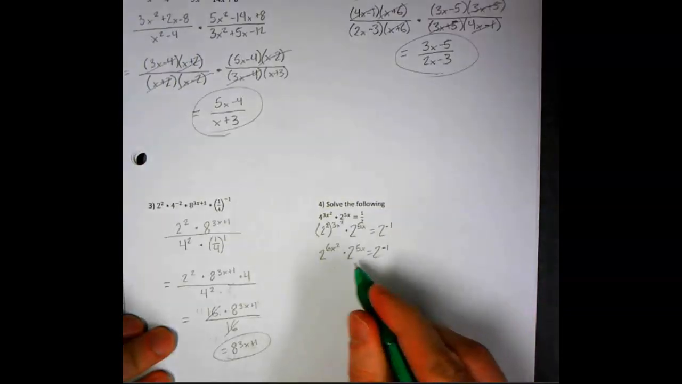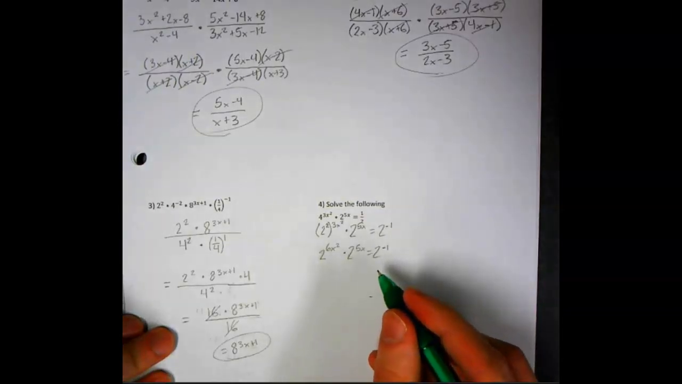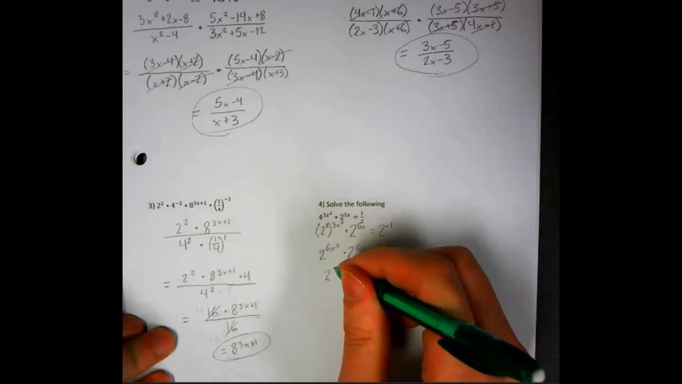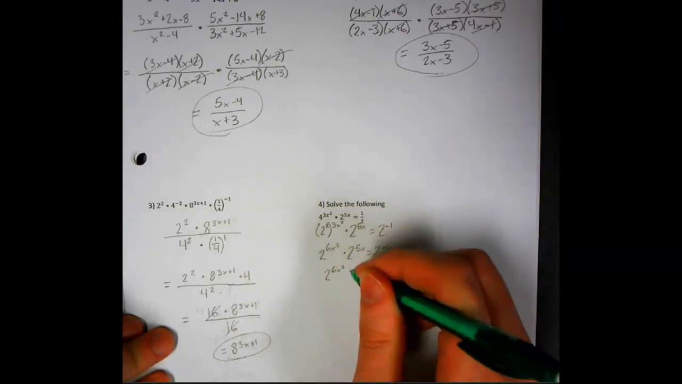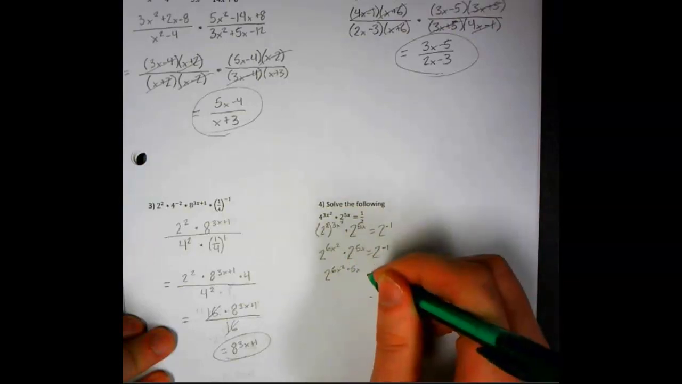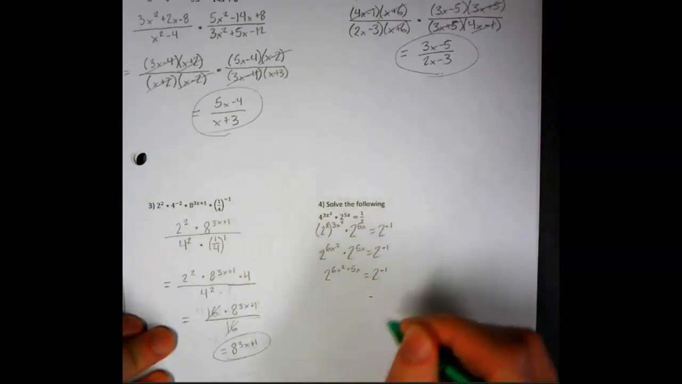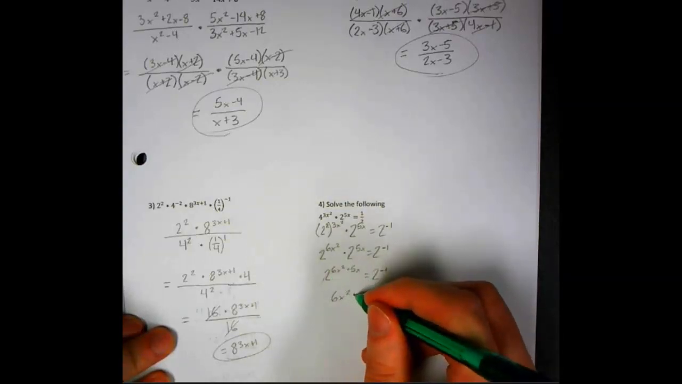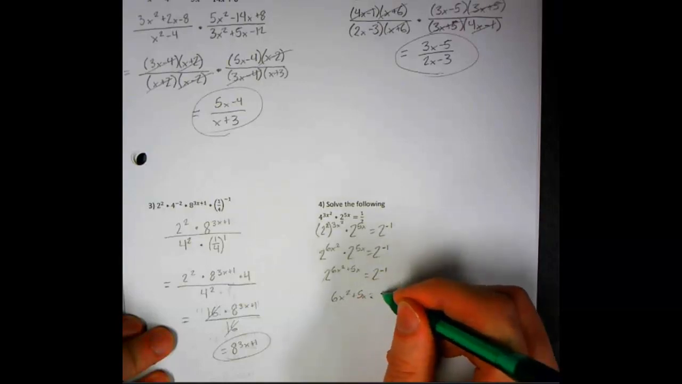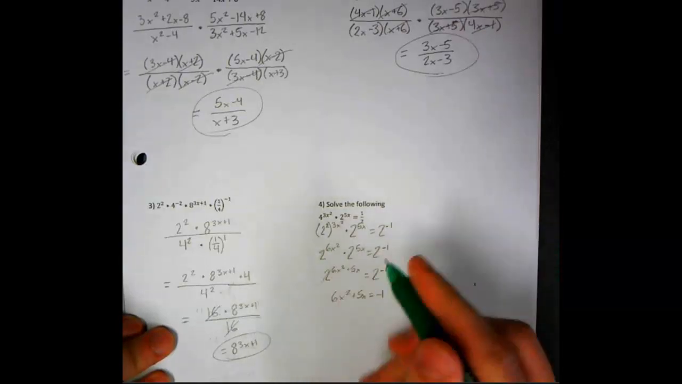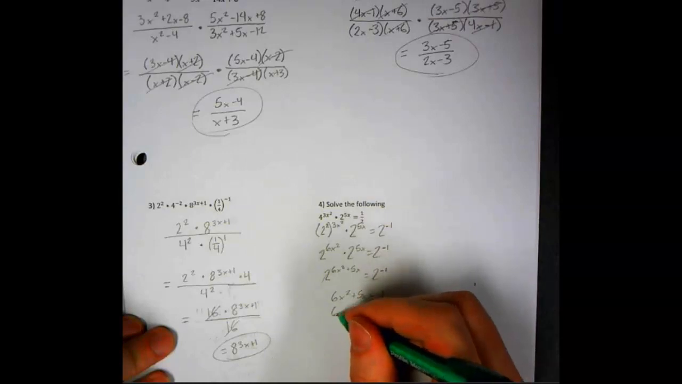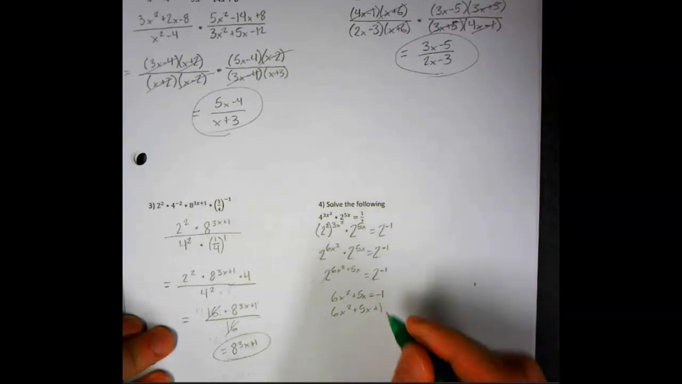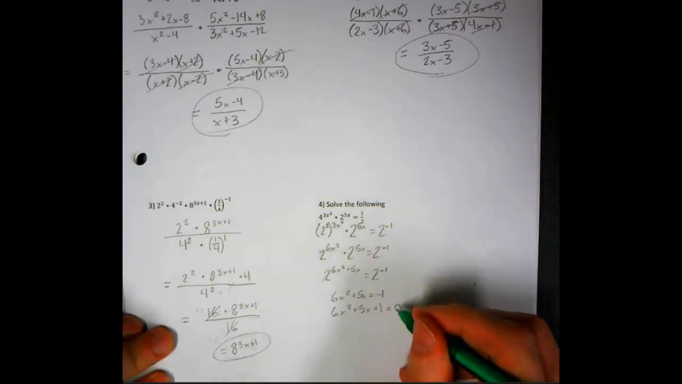When you're multiplying two exponentials that have the same base, you can add the exponents together. So we'll have 2 to the 6x squared plus 5x equals 2 to the negative 1. Now we can get rid of our base, and we'll say 6x squared plus 5x equals negative 1. Bring that 1 over. And now we will factor.